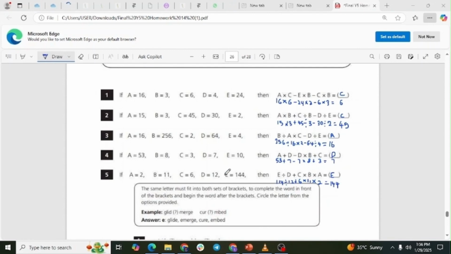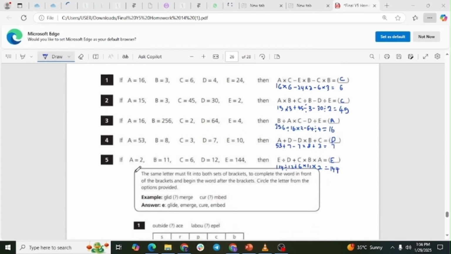Question 5. We are given A equals 2, B equals 11, C equals 6, D equals 12 and E equals 144. The calculation is E divided by D plus C times B times A. Let's solve it step by step. 144 divided by 12 equals 12. 6 times 11 equals 66. 66 times 2 equals 132. Now add. 12 plus 132 equals 144.